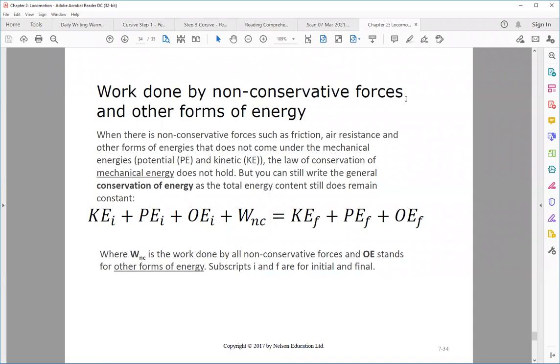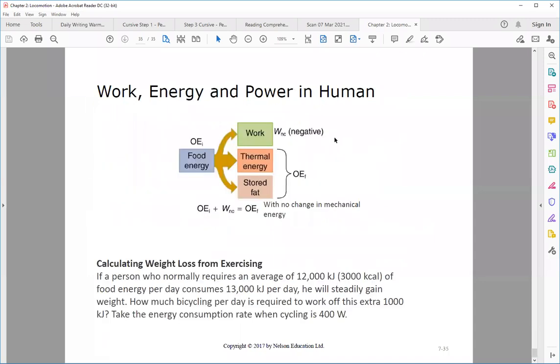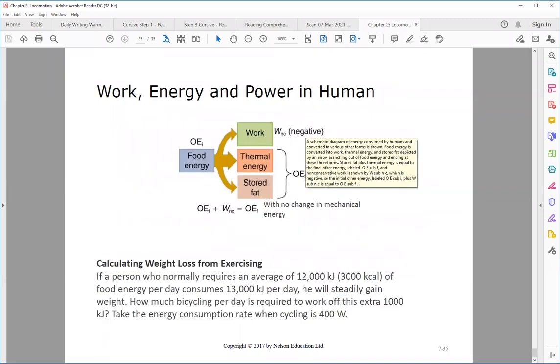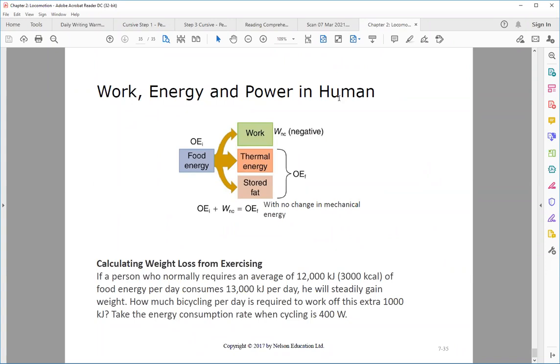So work done by non-conservative forces and other forms of energy. And there's an example applied to work, energy, and power in the human body. Okay, so these are the two slides we're considering for the midterm. So there's going to be a question related to this part instead of elastic collision, which is more relevant to you guys as medical students.